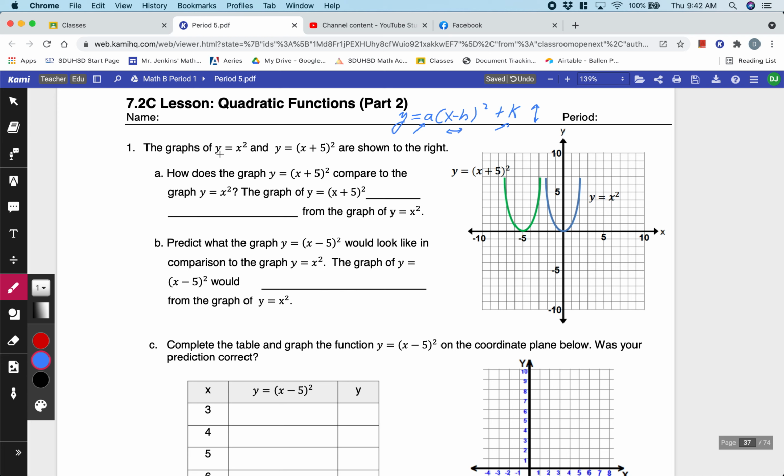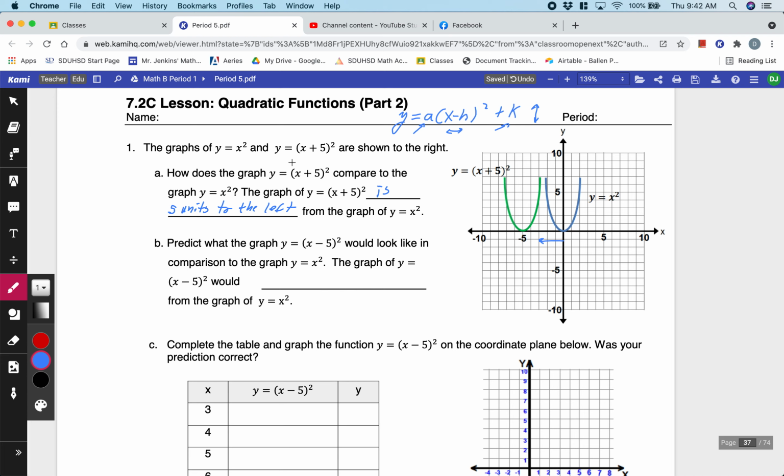Now here we go. It says the graph of y equals x squared and y equals (x plus 5) squared are shown to the right. So you can see this green one. It's been shifted over a handful of units. So how does the graph y equals (x plus 5) squared compare to the graph y equals x squared? Well, you can see, guys, the graph of y equals (x plus 5) squared is 5 units to the left from the graph y equals x squared.